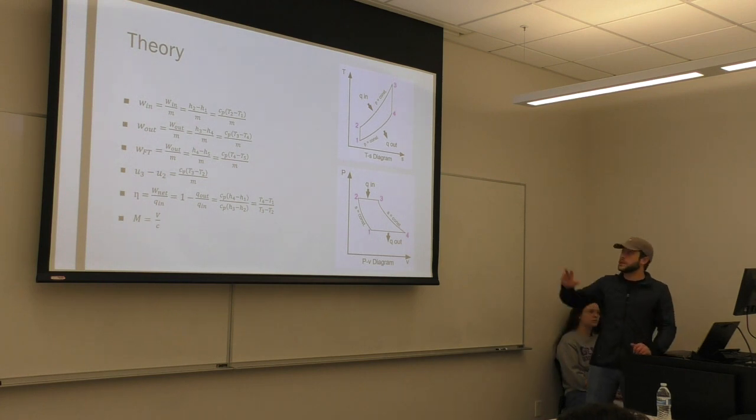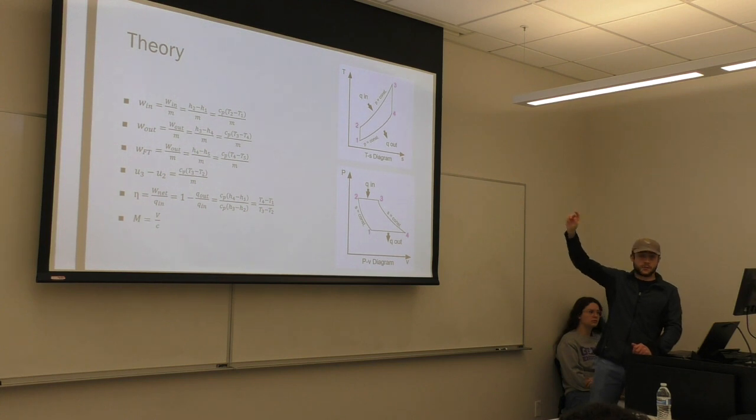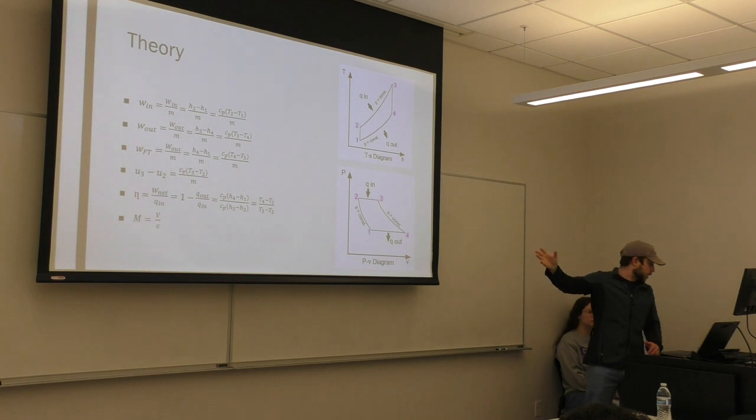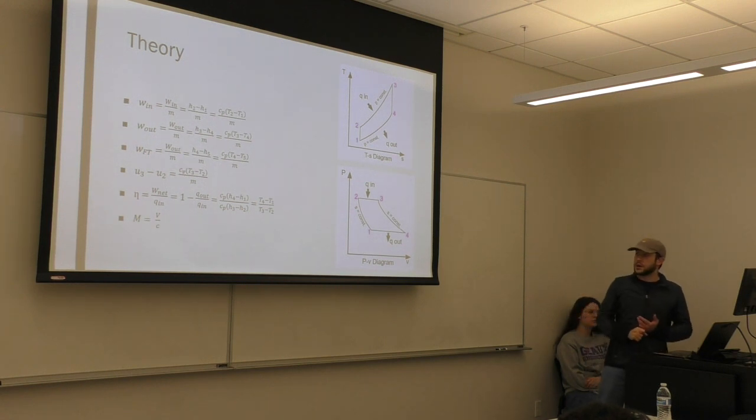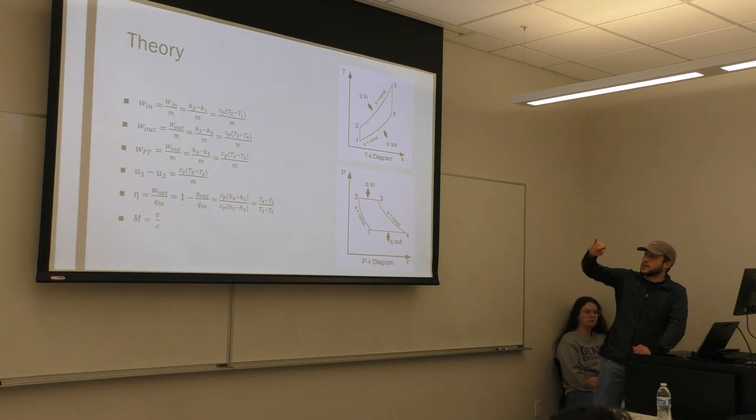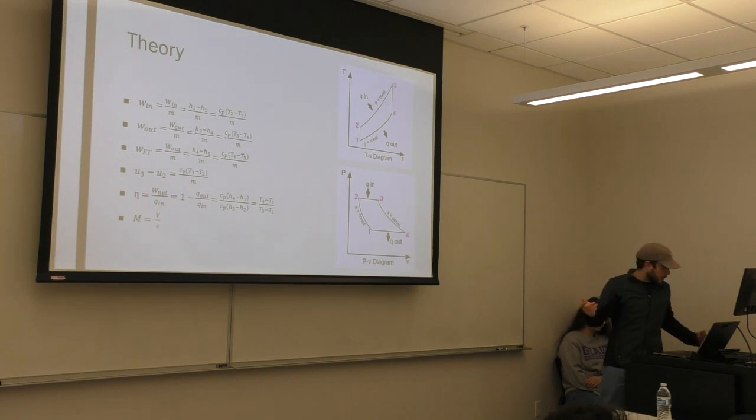So the theory for it: shown here is a TS diagram for the Brayton cycle, and that is a PV diagram for the Brayton cycle. To find the specific work in, it is just the work in over the mass, and that ends up being the specific heat times the delta T from T1 to T2, and then the work out is the same thing except it is from T3 to T4.